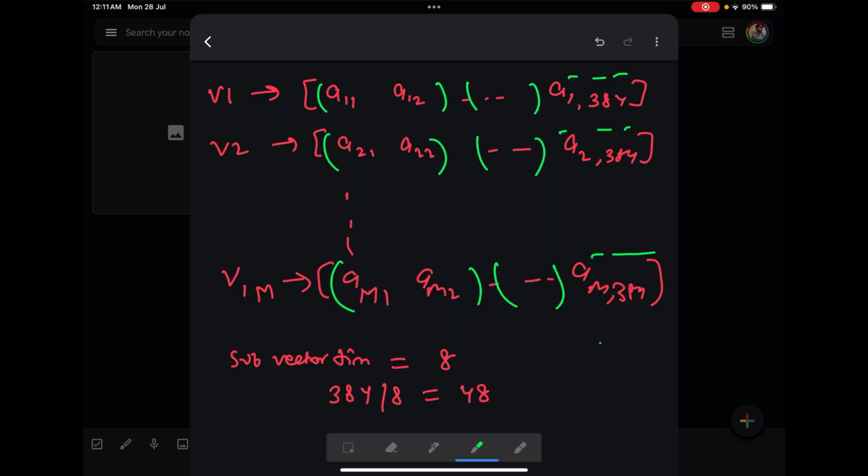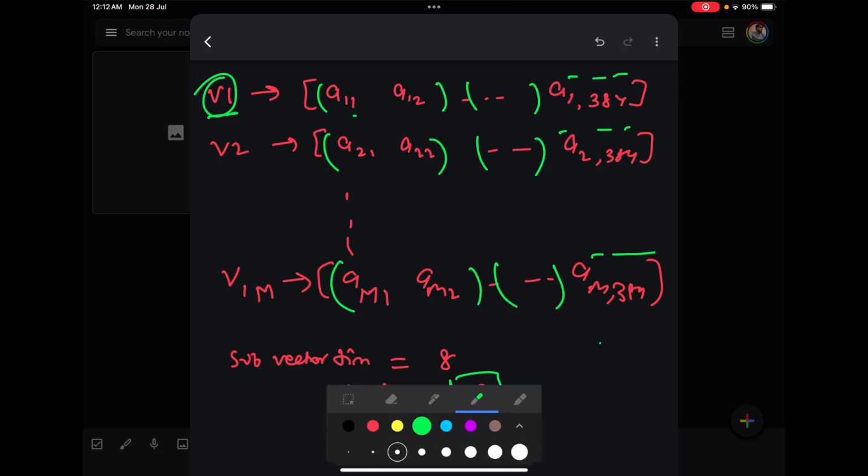So what I am doing is, I am taking my first vector and grouping the first 8 entries, and then grouping the next 8 entries, and so on, and I am doing this 48 times. So each vector v1, v2, up to v1m, 1 million, has been split into 48 different vectors of size 8.